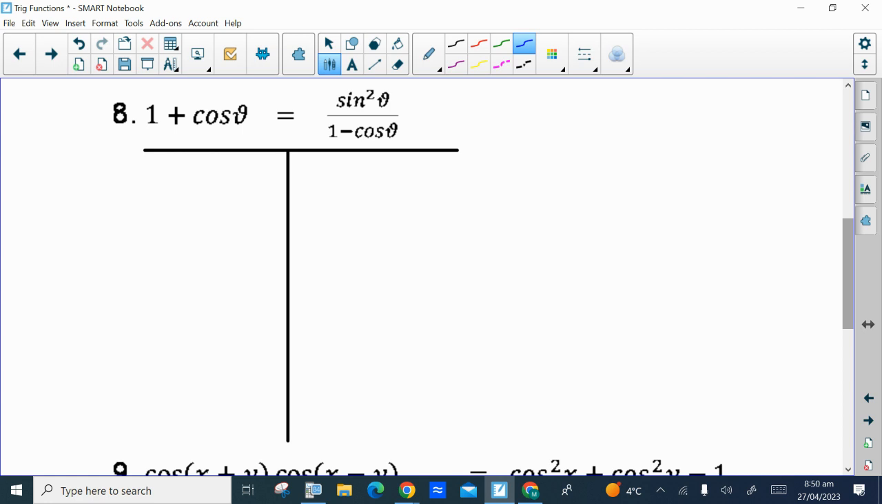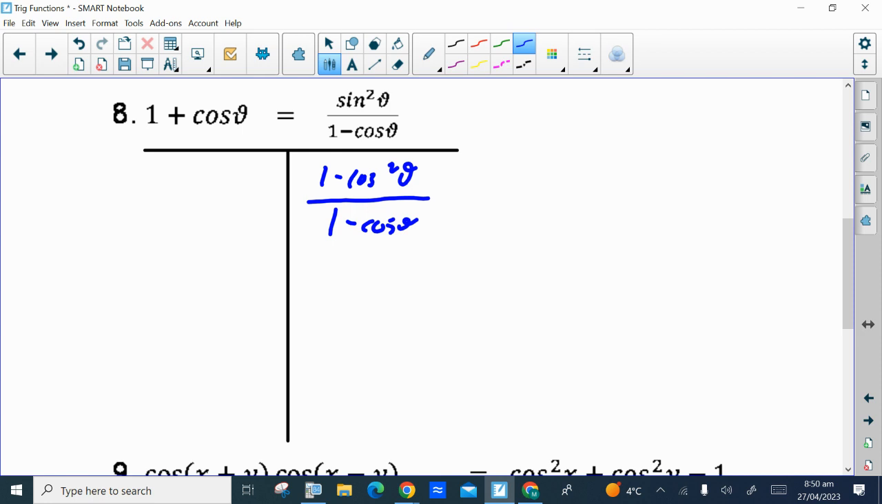So, number 8. Again, not much we can do on the left side, but we can do some things on the right side. And one of the things that I would probably do here is I would change sine squared theta to 1 minus cos squared theta. That comes from that Pythagorean identity.